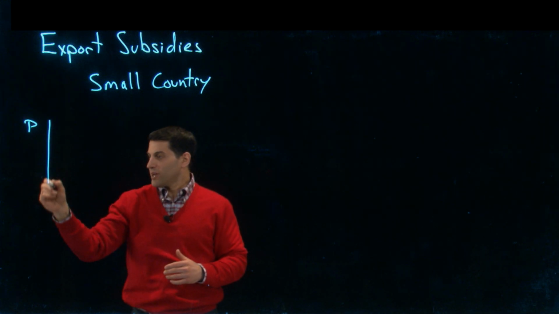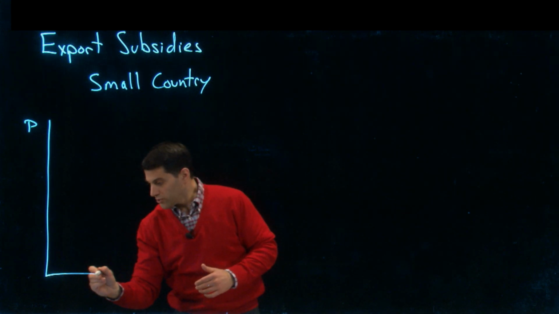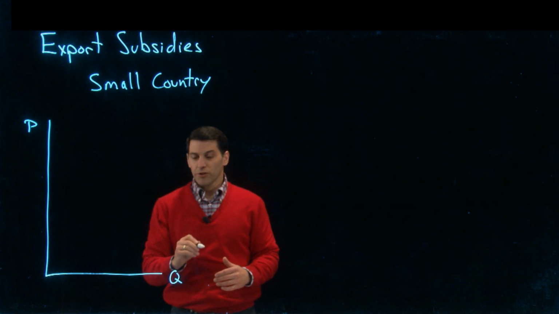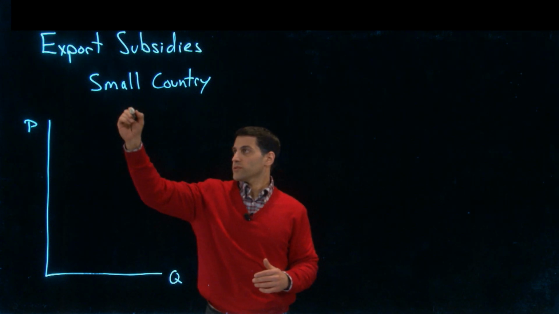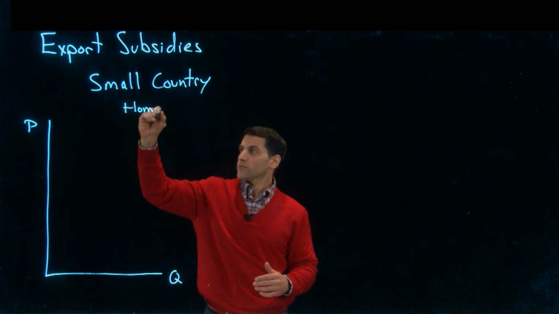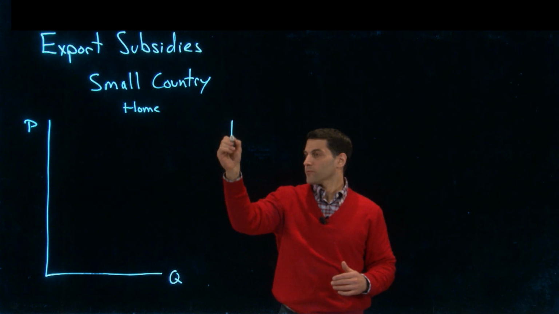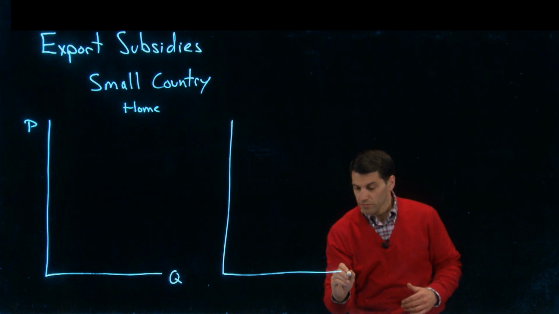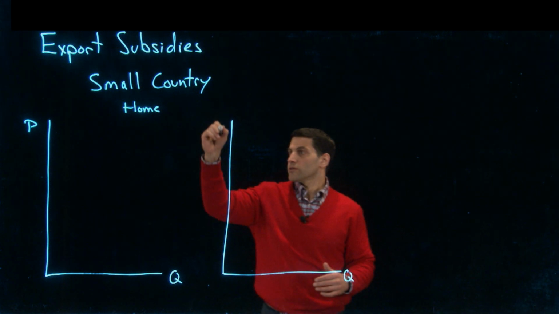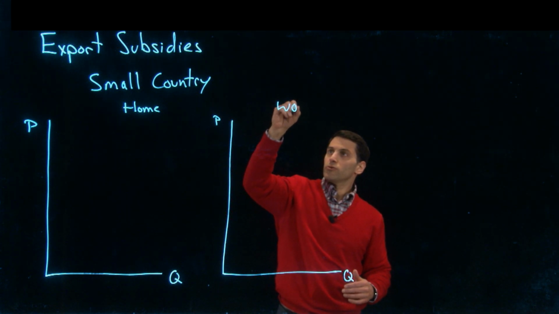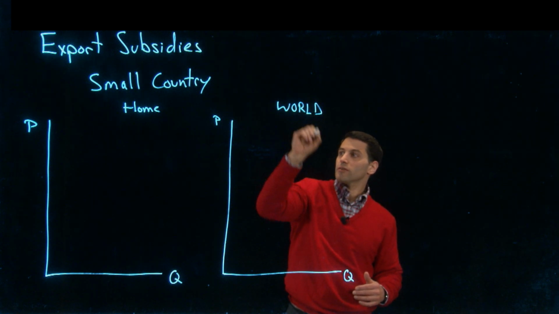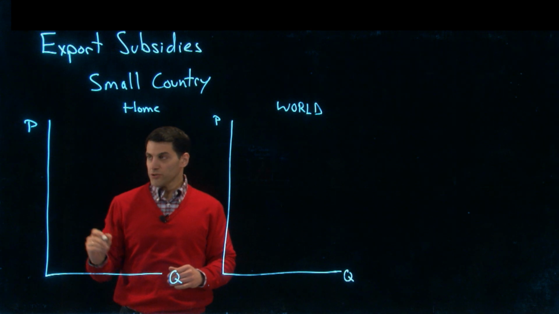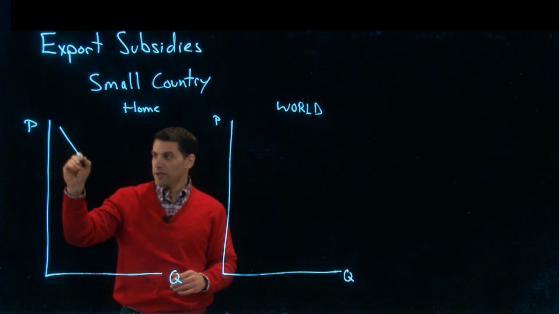We'll put the domestic market here on the left side. And then we're going to put our world market, so we'll say this is home. And here's our world market over here. World or international market. Okay. So starting off, and we're going to draw our domestic supply and demand.